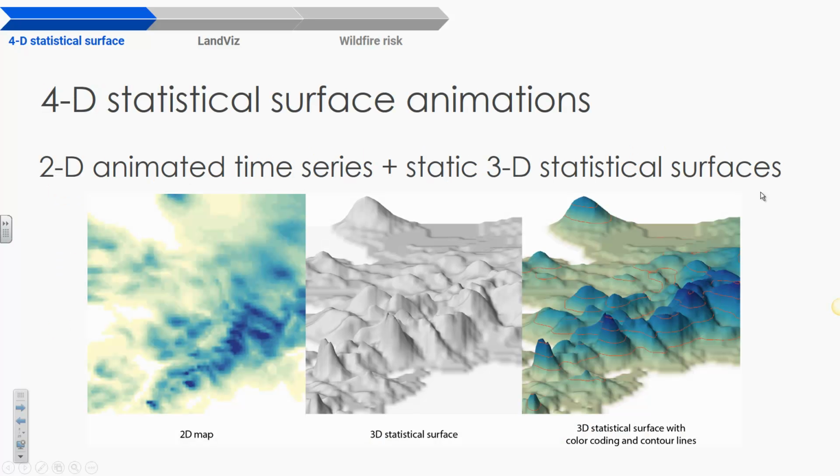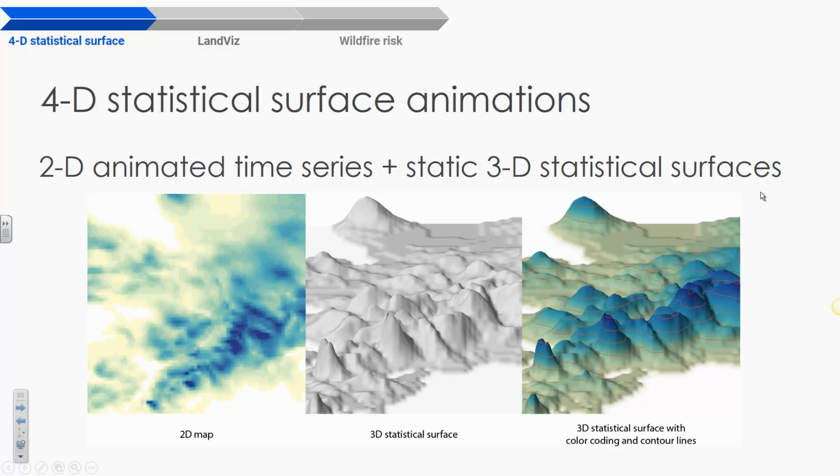Rob Scheller and his team decided to put together two different types of visualizing spatiotemporal data and develop this 4D statistical surface. So basically what they did was they took 2D color-coded maps, which is kind of like what I made, 2D animation color-coded maps, and 3D statistical surfaces. Put them together and make an animation of a 3D surface that also moves through time.